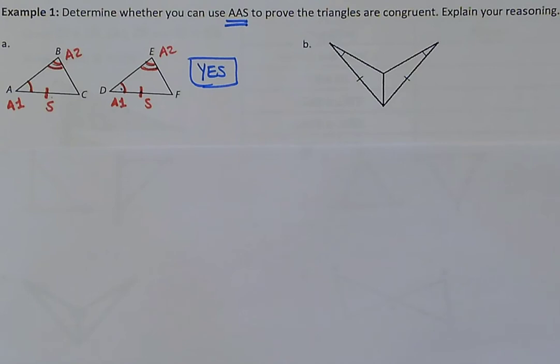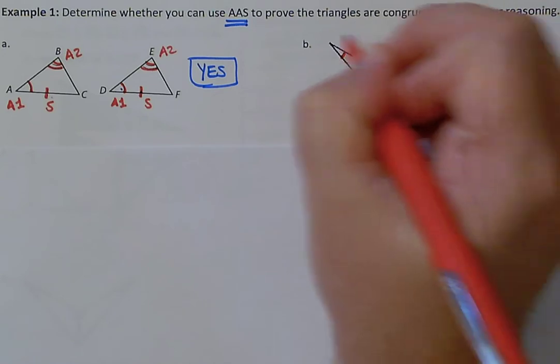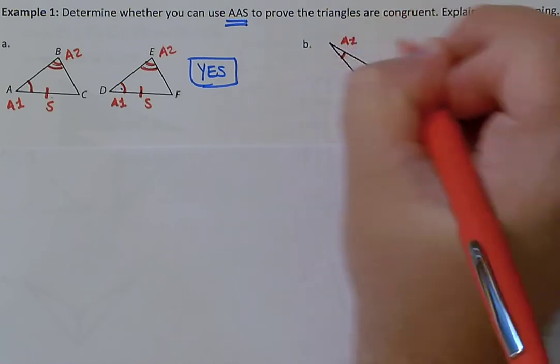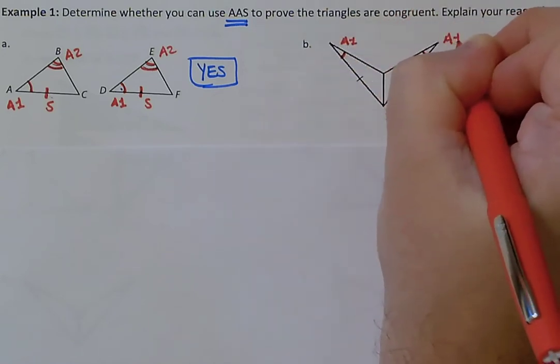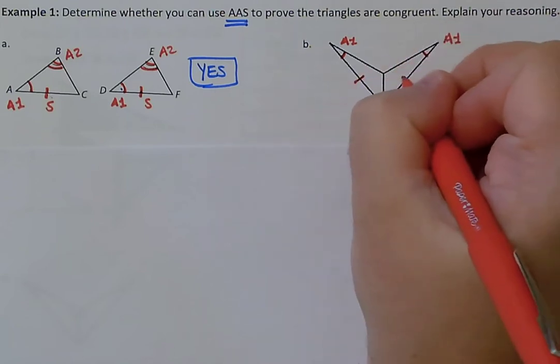Okay, so continuing on, if we take a look at part B, they tell me that this angle is congruent to this one, so that's my first angle. Next, they tell me that this side is congruent to this side.